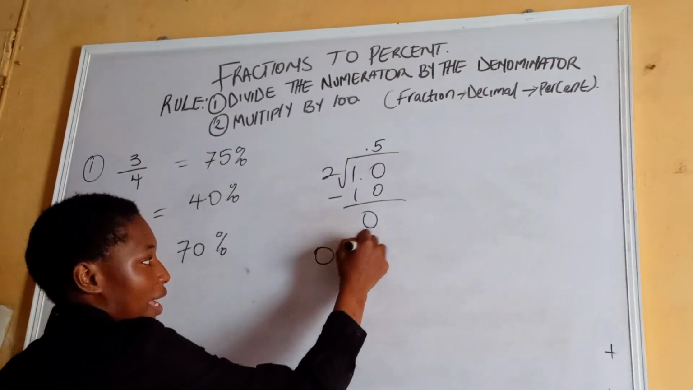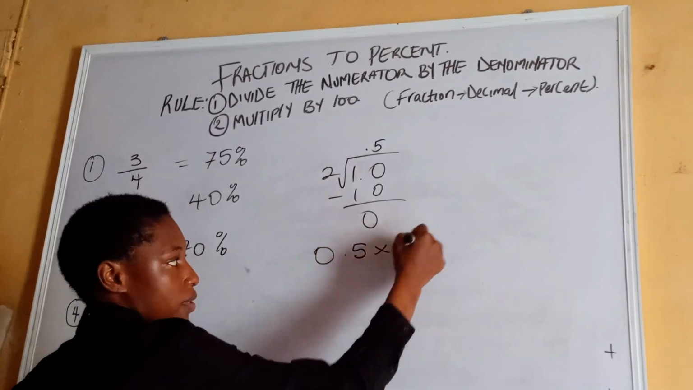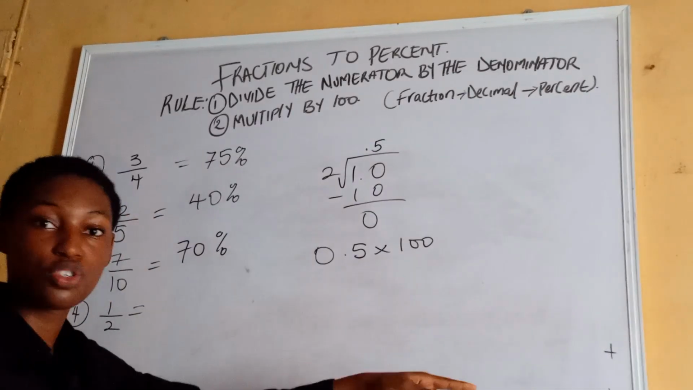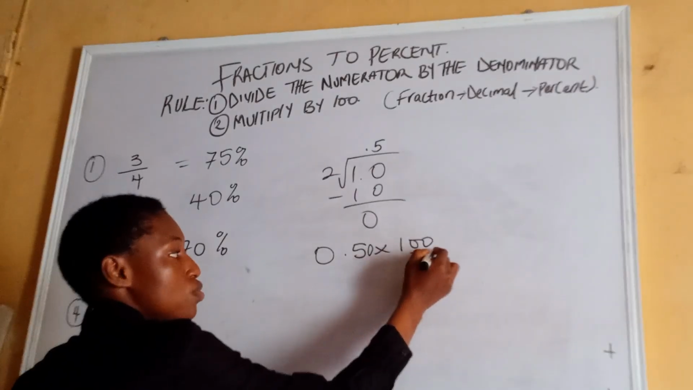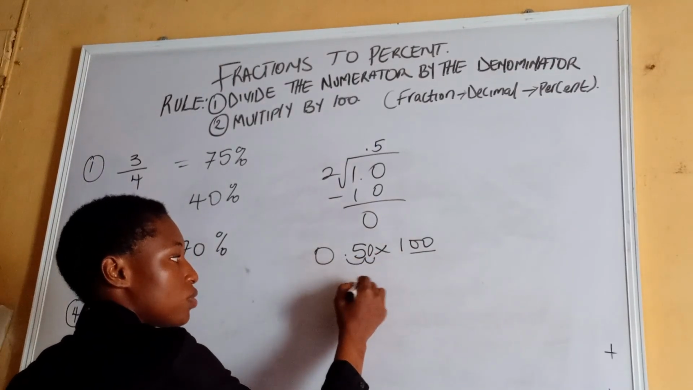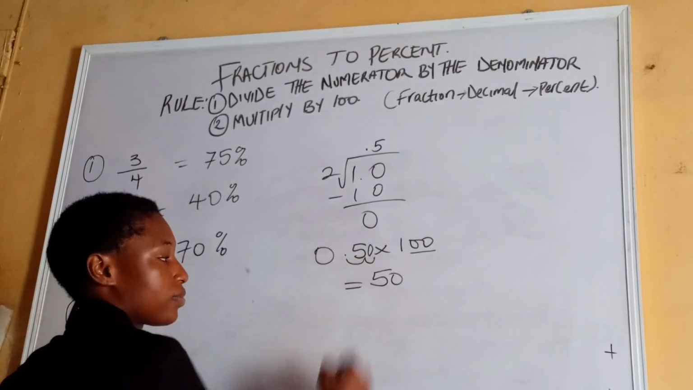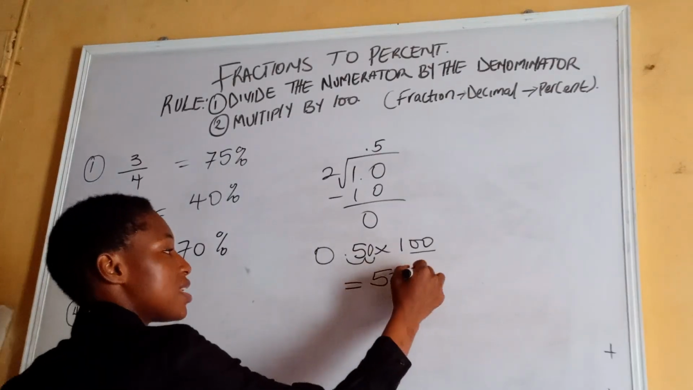And then you need to multiply by 100. As I've taught you before, you can just add 0 there. It's a place value there. So you count. This is 2. So 1, 2. And your answer is 50. Our percentage now is 50%.